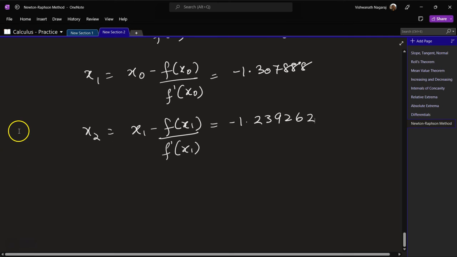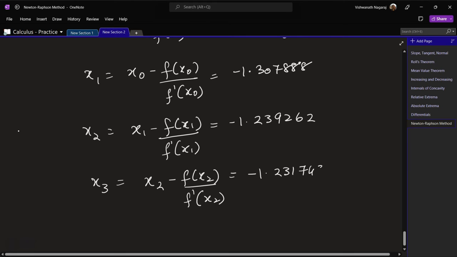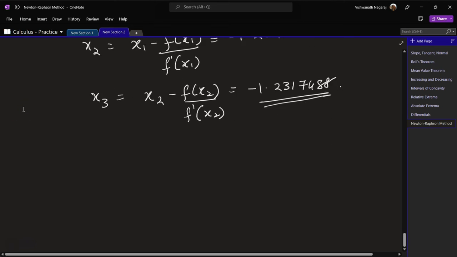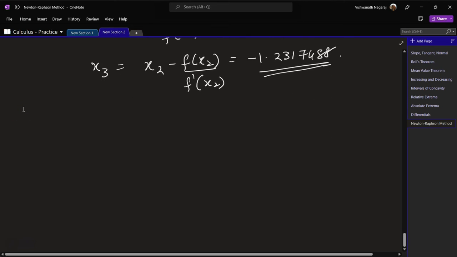Okay. And if we go further, one more iteration, we get x2 minus f of x2 by f prime of x2, which would be minus 1.231748. So this would be the value of x for which the intersection will happen.